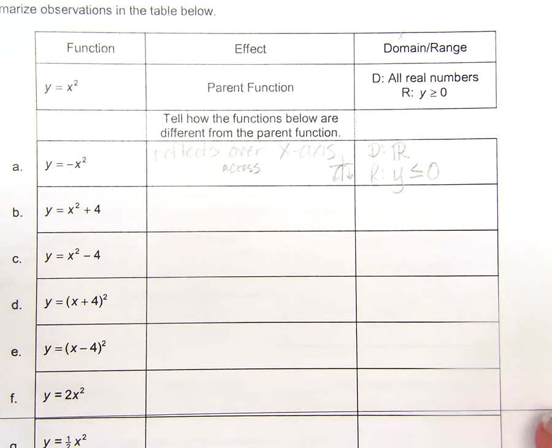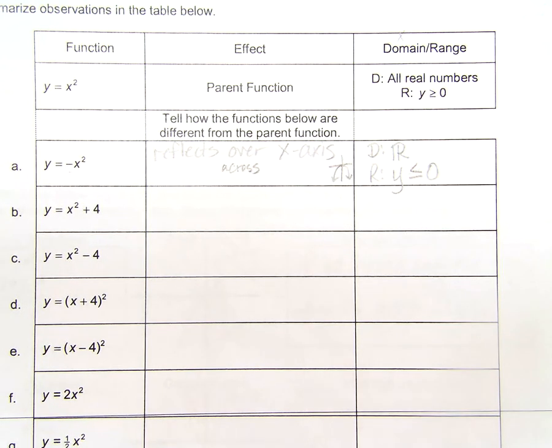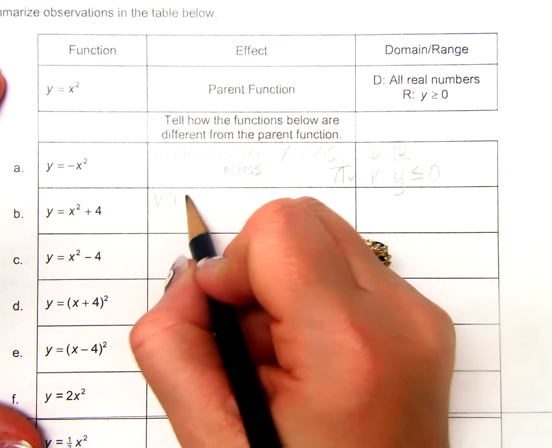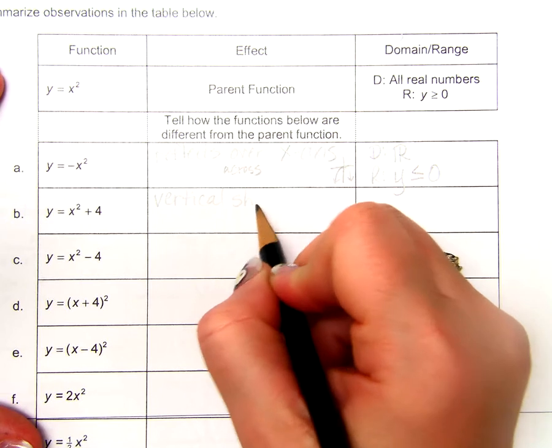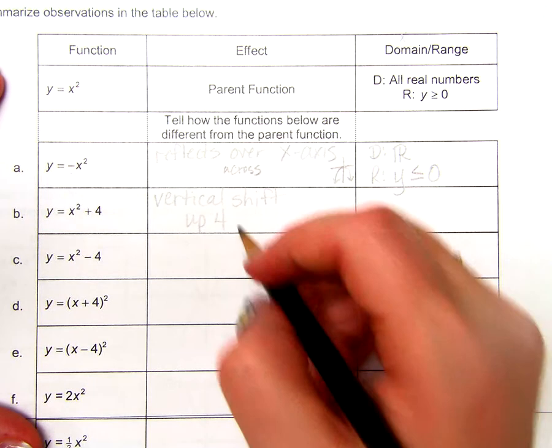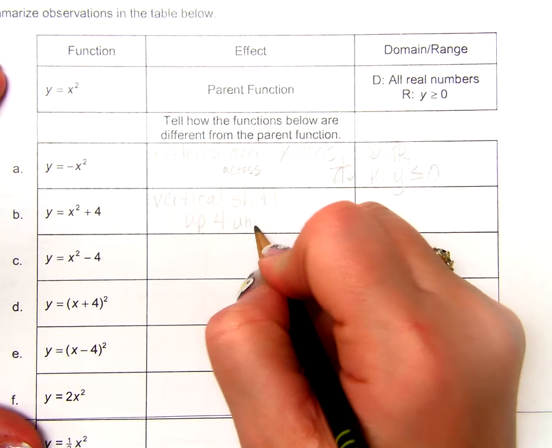Okay? So what about B? How did that move? What'd you say? It moves up the x-axis. I need to make sure you understand both kinds of vocabulary that can be used here. So we're going to use one on B and one on C. Please understand you can use either one. I just want you to make sure to know both of them. We can say that this is a vertical shift up 4. And if we want to be really, really good, we can say up 4 units.